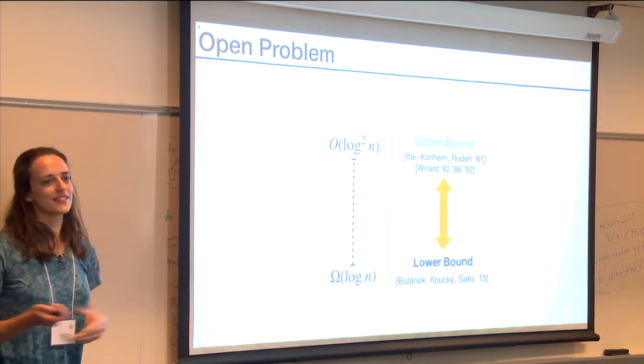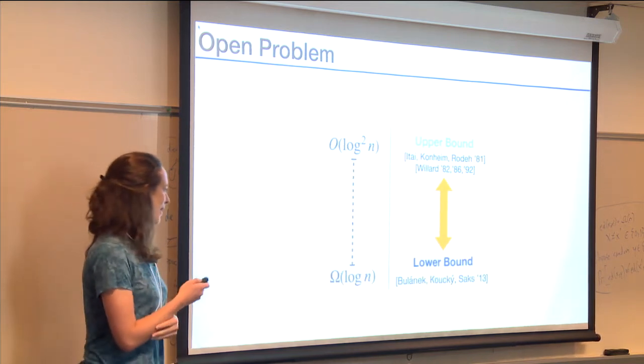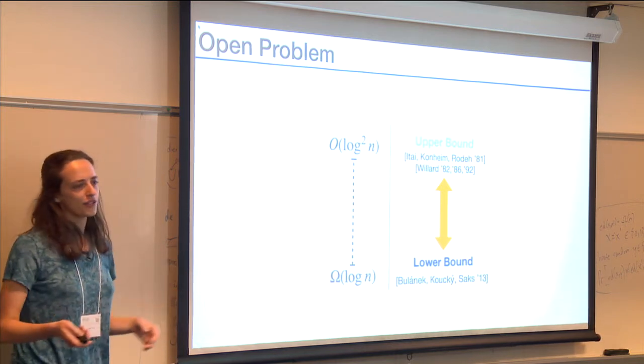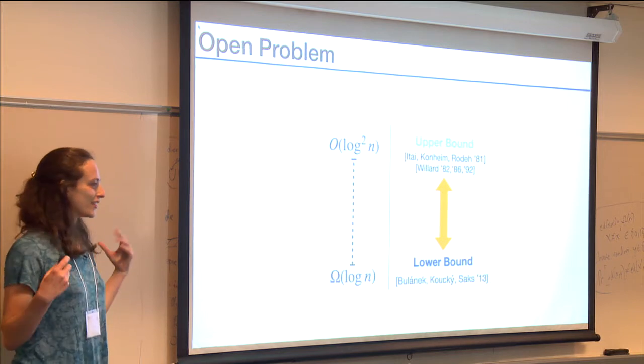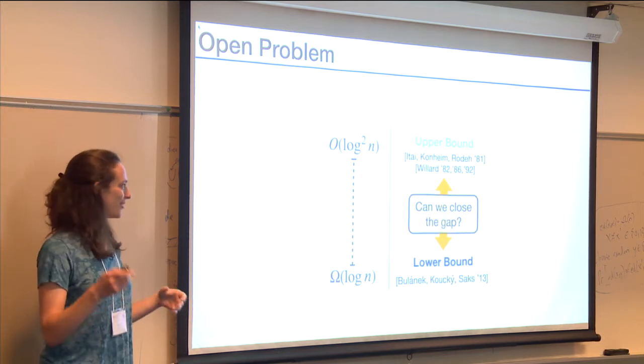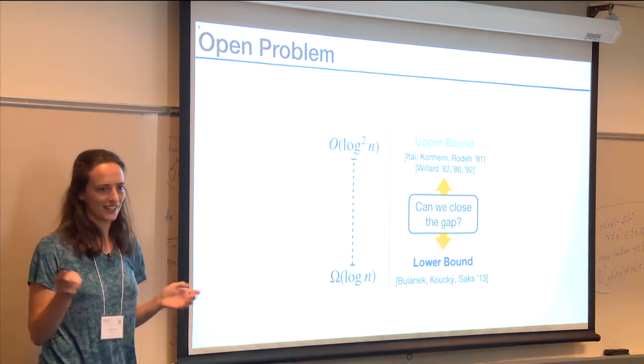On the other hand, there's a lower bound at log n. This is by Bulinek, Kotsky, and Mike Sachs. And what this lower bound shows is log n. So we know the correct answer is somewhere between log n and log squared n, and the question is, can we close this gap? What is the correct answer?